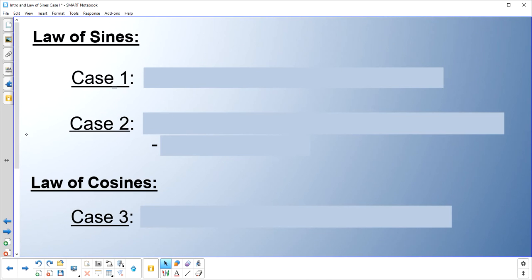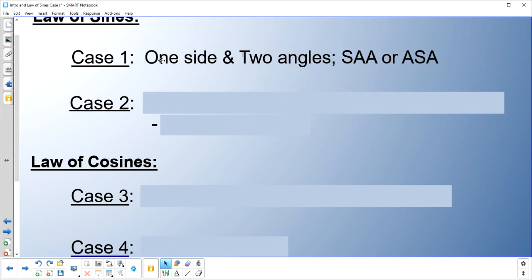Okay, so like I said, there's going to be 4 different cases. The first one we're going to look at today is when we have 1 side and 2 angles. So you see side angle angle or angle side angle. It doesn't matter where the side is. It can be included or not included.